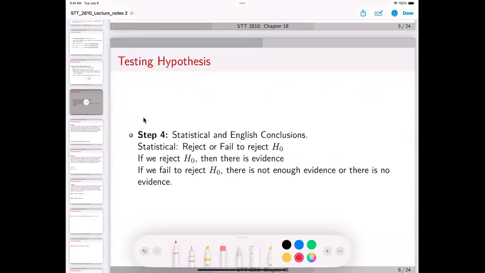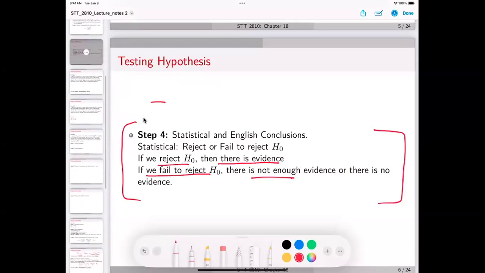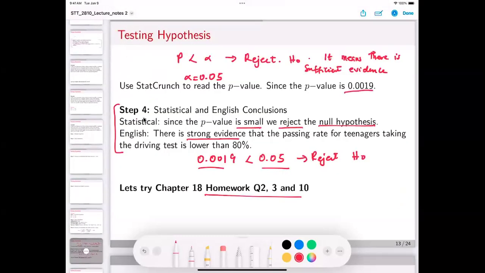So remember, this should always be in your notes. This is the guideline. If we reject H naught, it means there is enough evidence. If we fail to reject H naught, then there is not enough evidence or there is no evidence. To decide whether we reject or fail to reject, we check the p-value: if the p-value is small, we reject; if it is large, we fail to reject. Those are the basics, so you shouldn't get them wrong. If you get a situation where the p-value is small and you say we fail to reject, that is incorrect. So let's open chapter 18 and attempt question 2. We will do 2, 3, and then 10.